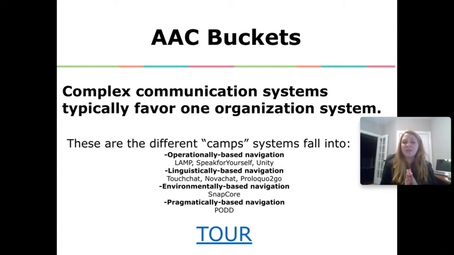So, operationally based navigation strengths include systems like LAMP, Speak for Yourself, and Unity. And some of the best examples I can give for these systems are, I know on my phone, I know exactly where my Gmail application is. I can click it without even looking. If someone were to move it on me, I would be very confused. It would take me a lot longer to find what I'm looking for, and I would be really frustrated.